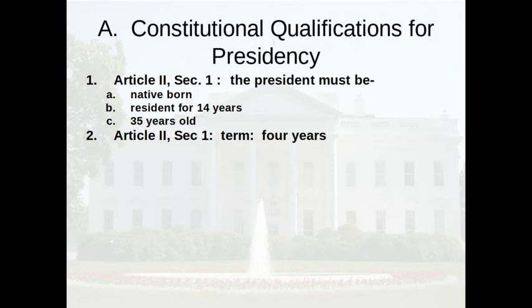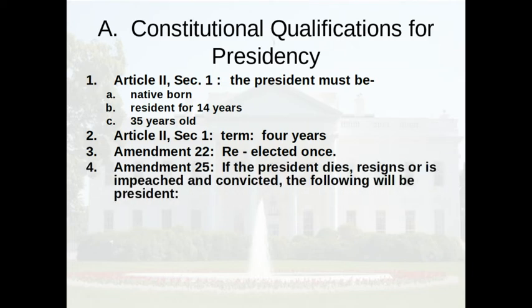And just some other things about the presidency. Of course, one of the other items is that they can only hold office for 4 years at a time. It's also in Article 2. And according to Amendment 22, they can only be reelected once. So they can only hold office 2 times altogether. That was not added until the 20th century. Before then, it was just a tradition that people only ran twice. That was, of course, broken by FDR.